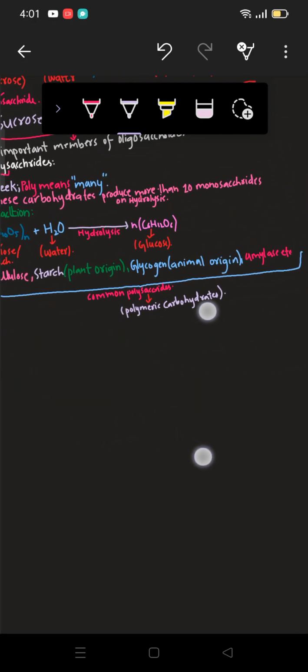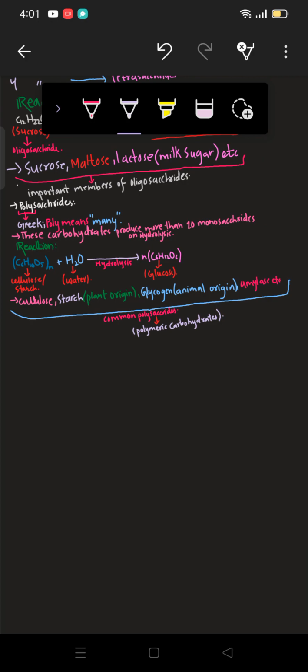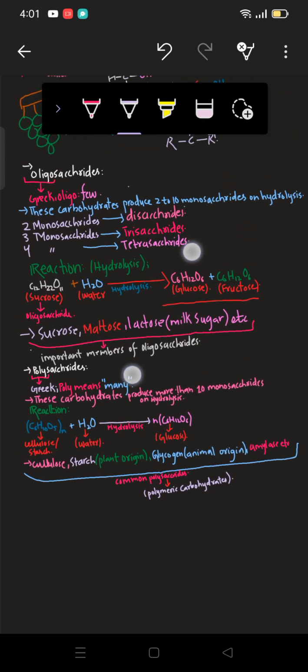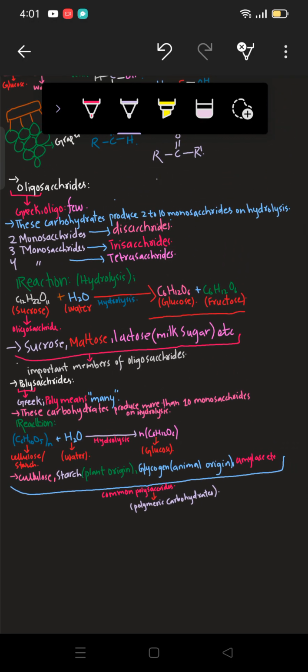So these are the polymeric carbohydrates. Here we have discussed the polysaccharides as well. We have discussed the classification of carbohydrates, in which we covered monosaccharides, oligosaccharides, and today we have discussed the polysaccharides as well.